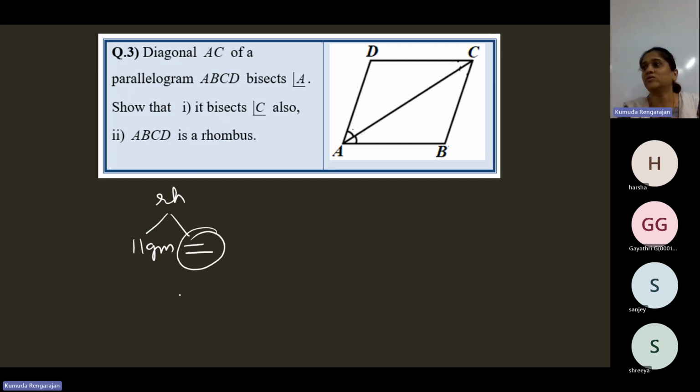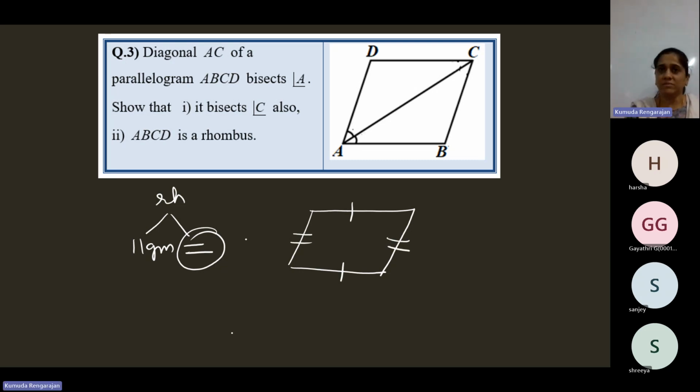There also we have some kind of concession. The concession is it's already a parallelogram. So we already have opposite sides equal. So remember, when opposite sides are equal, you'll have to prove that all the sides are equal. See, 1 is equal to 2, 3 is equal to 4, right? Opposite sides are equal. Now you want to prove that all the sides are equal.